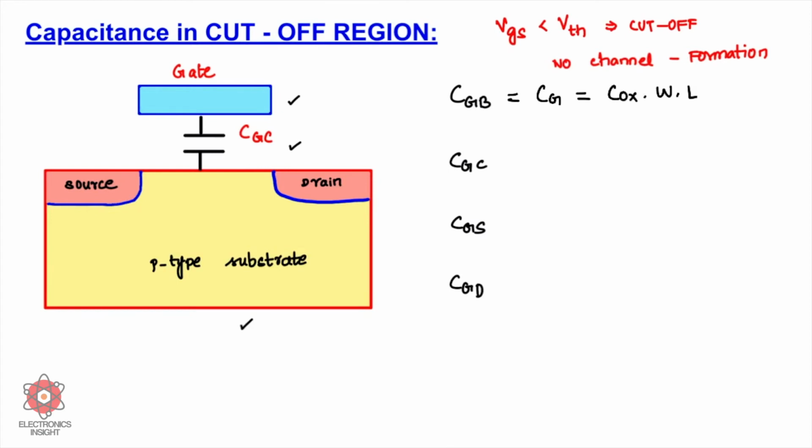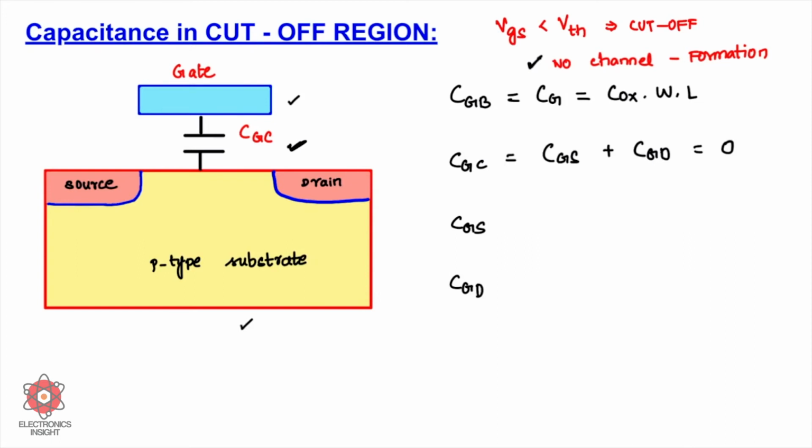And now coming to the gate to channel capacitance, we know that gate to channel capacitance is the sum of gate to source capacitance and gate to drain capacitance, right. So now we need to know what the gate to channel capacitance is. Here in the cutoff region we don't have any formation of channel, so we should remember this. So when there is no formation of channel, CGC, the gate with respect to channel, is going to be 0.